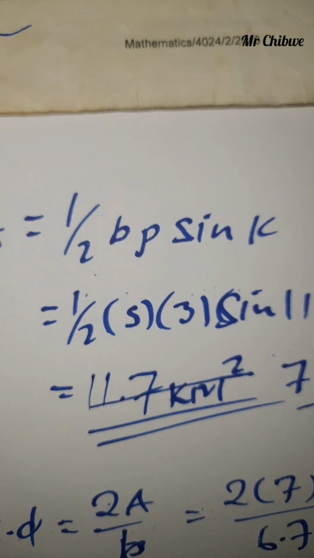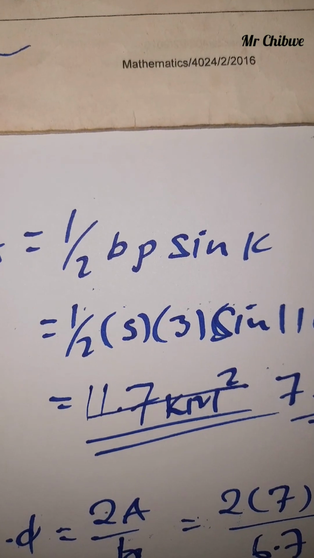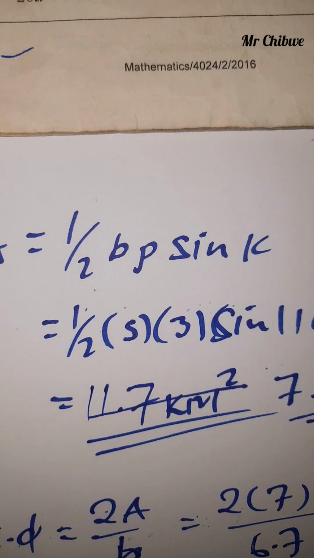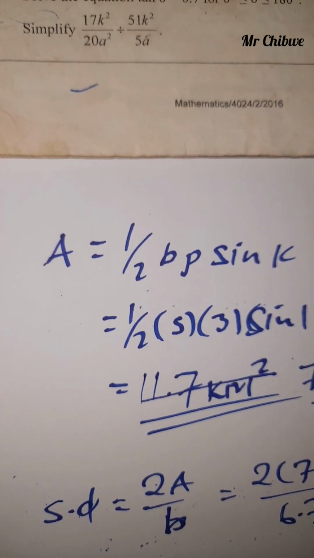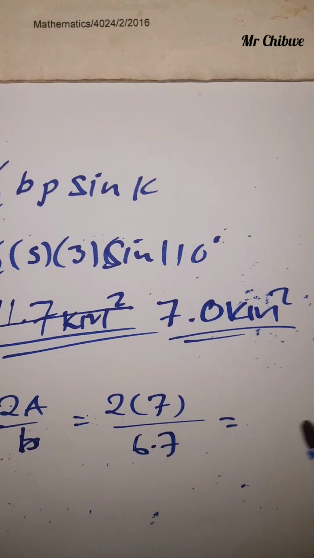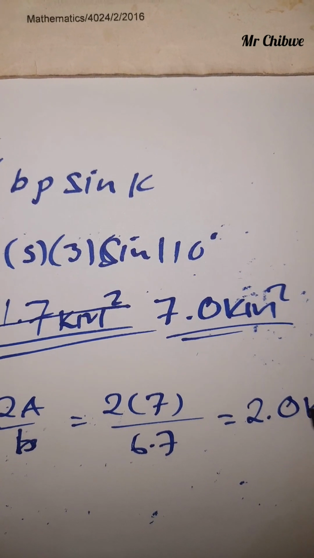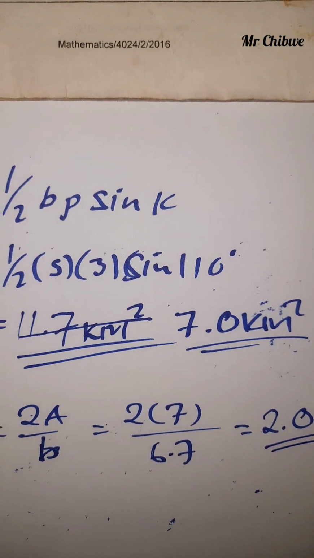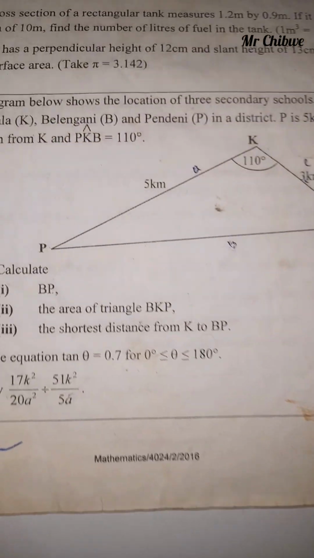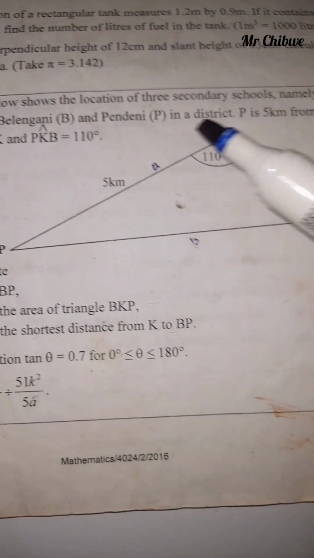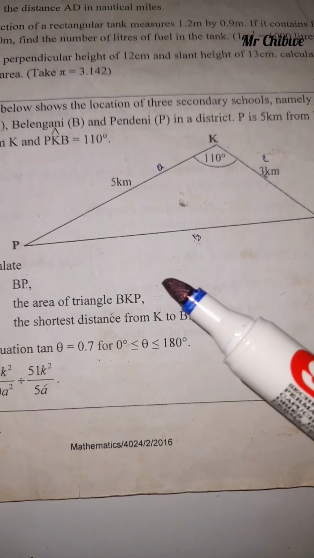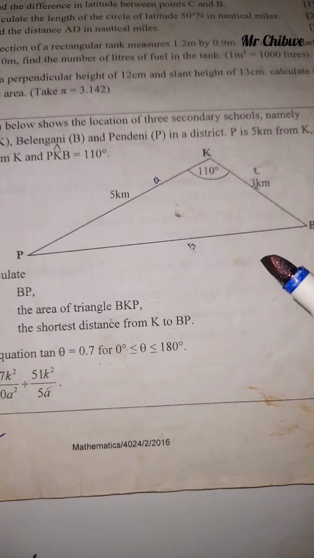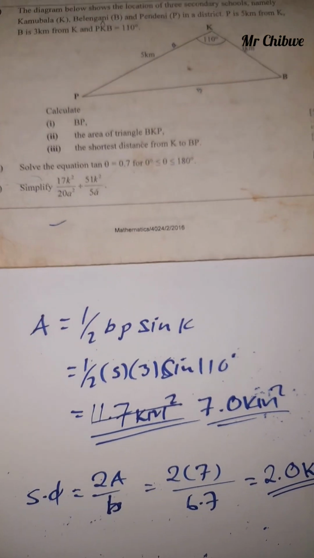So when you calculate 2 times 7, 14 divided by 6.7, the answer here is 2.0 kilometers. Now if you check, is it the shortest distance? This side is 5 kilometers, this side is 3 kilometers, and PB is 6.7 kilometers. Yes, this being a 2, then it is the shortest distance.